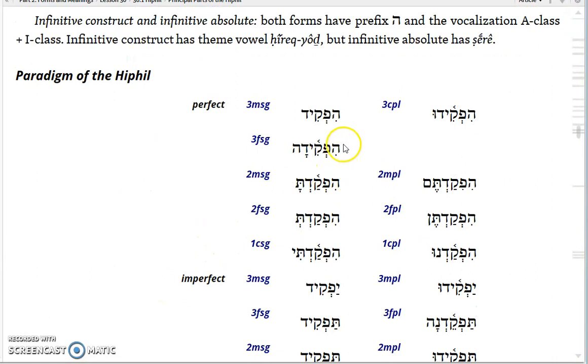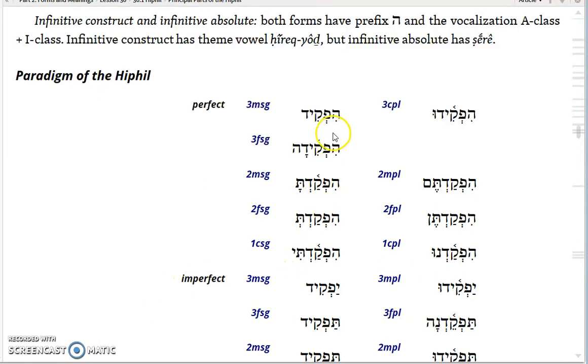So with the perfect, again, the endings are otherwise going to be the same as we've seen on all the other stems, the qal, the niphal, the piel, the hiphil, the pual, the hithpael. But you get hifkid, he caused someone to appoint, and then hifkida, she caused someone to appoint, and on down the list with the ta and the t and the u and the tem and the ten and the nu, the same endings that you've seen previously.